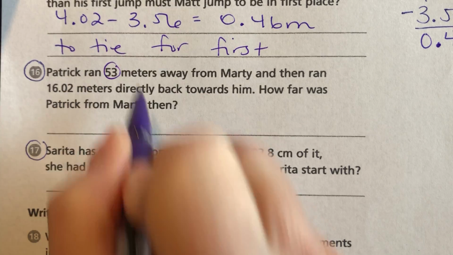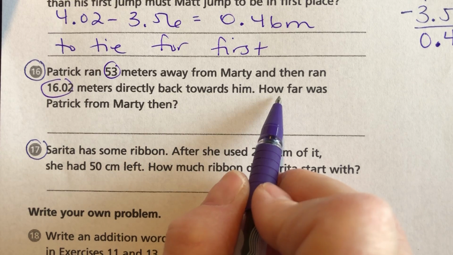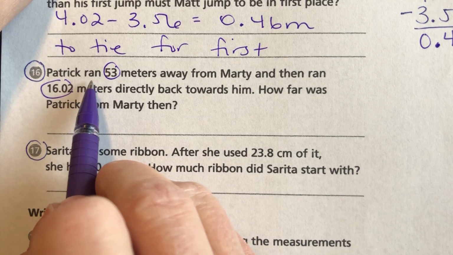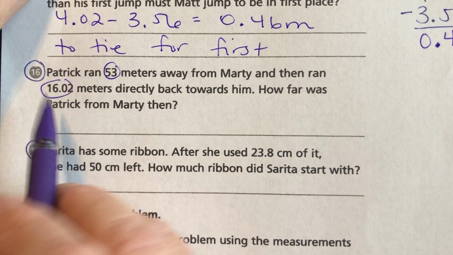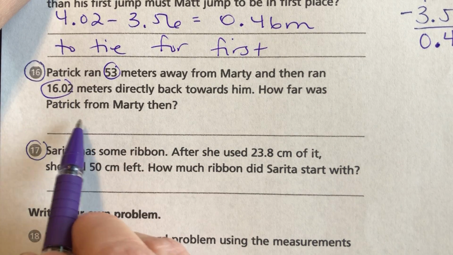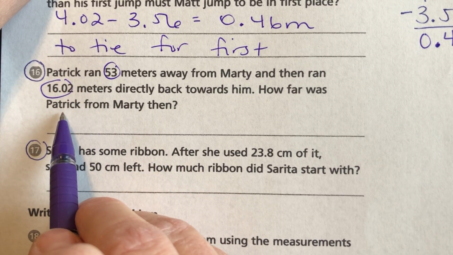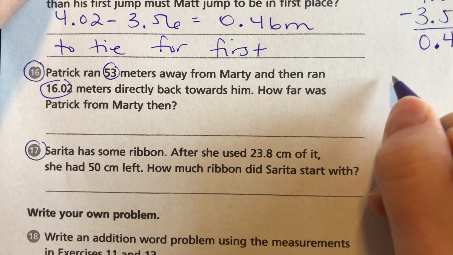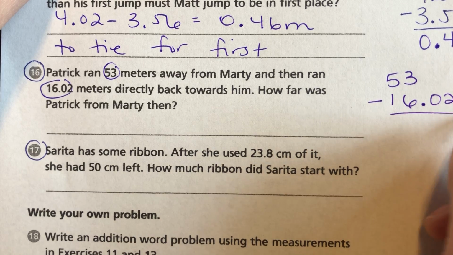All right, number 16. Patrick ran 53 meters away from Marty and then ran 16 and 2/10 meters directly back towards him. How far was Patrick from Marty then? Okay, so it says he ran 53 meters away from Marty and then he went back towards him 16 and 2/100. How far was he from him then? Well, you wouldn't add those two together, right? Because he ran away 53 and then came back 16 and 2/100. So we would have to subtract. So we're going to take 53 and we would subtract 16 and 2/100.